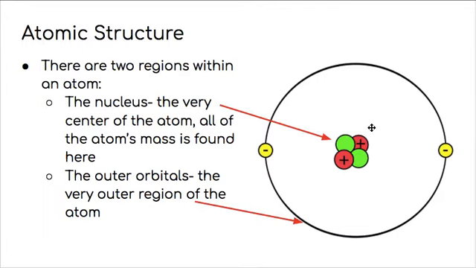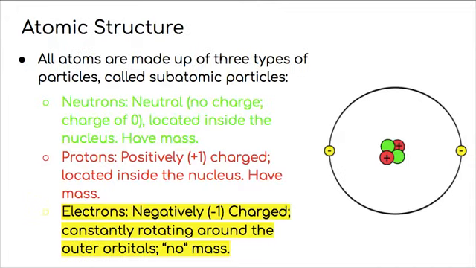The second important area is the outer orbitals. The outer orbitals are found on the very outer region, or the outer circle, of the atom. Now we're going to jump into what these little particles are that are located in these two regions. So inside of every atom, you have your two regions.